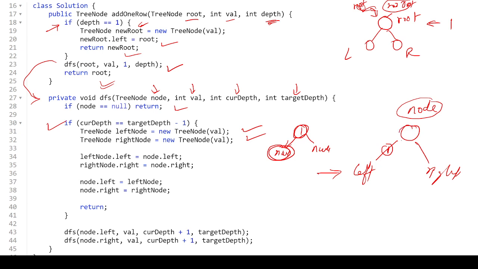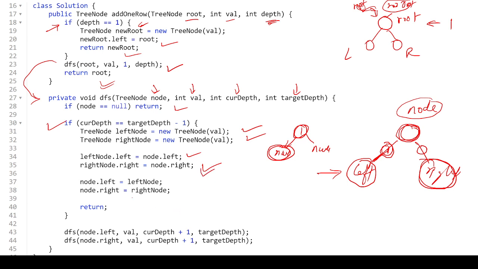We'll say the left node's left will become the node's left, so here we write left node dot left equals node dot left, and then we update its value from the current node's left. Similarly we'll do right node dot right from this value. The node dot right we have will come here.